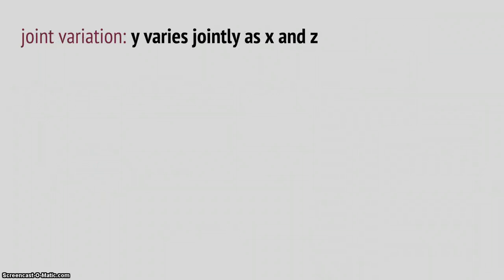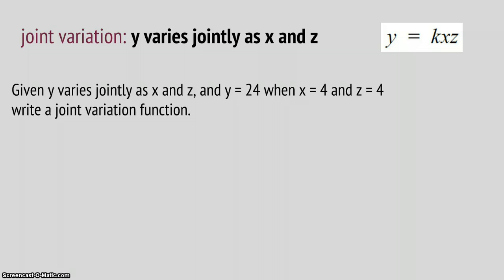The third one is joint variation. Y varies jointly as x and z. That means now I have two quantities that y is related to. And the function here is y equals kxz. Okay. Given y varies jointly as x and z, and y equals 24 when x equals 4 and z equals 4, write a joint variation function.